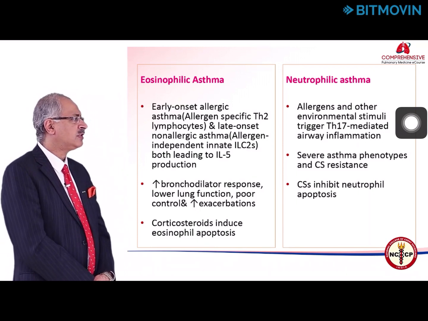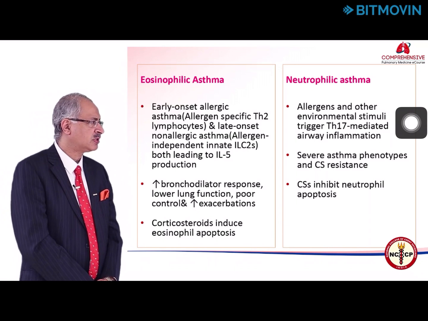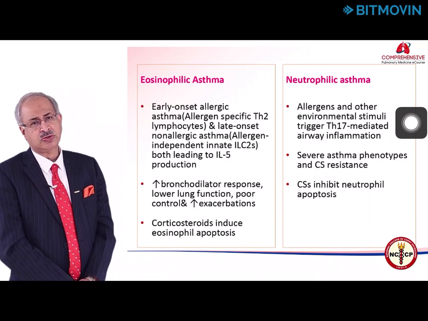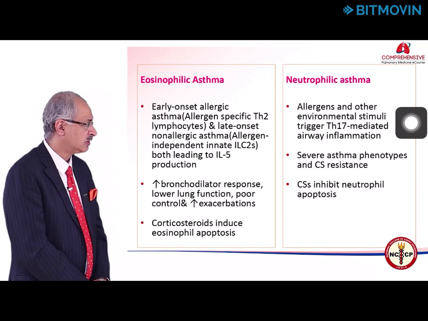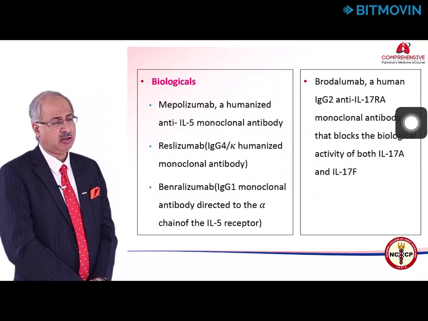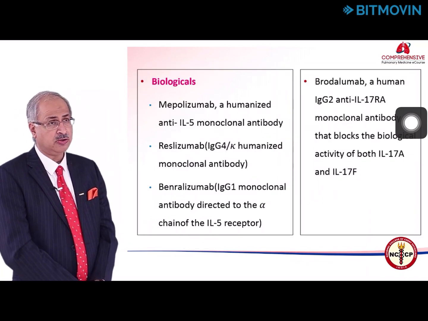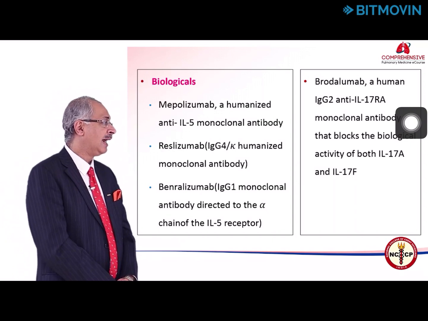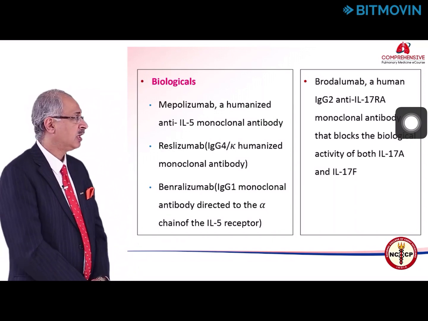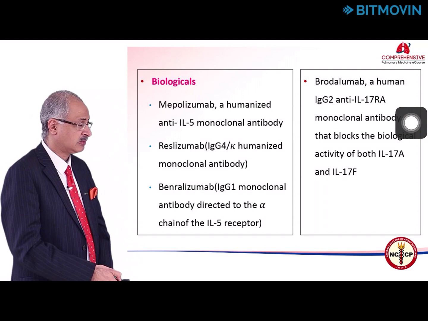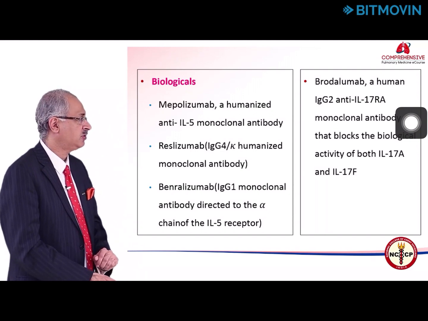Now corticosteroids do cause eosinophil apoptosis, whereas they inhibit neutrophil apoptosis. As for biologicals, we use anti-IL-17 in neutrophilic patients, whereas we use anti-IL-5 monoclonal antibodies in patients with eosinophilic asthma because that is driving the inflammation.